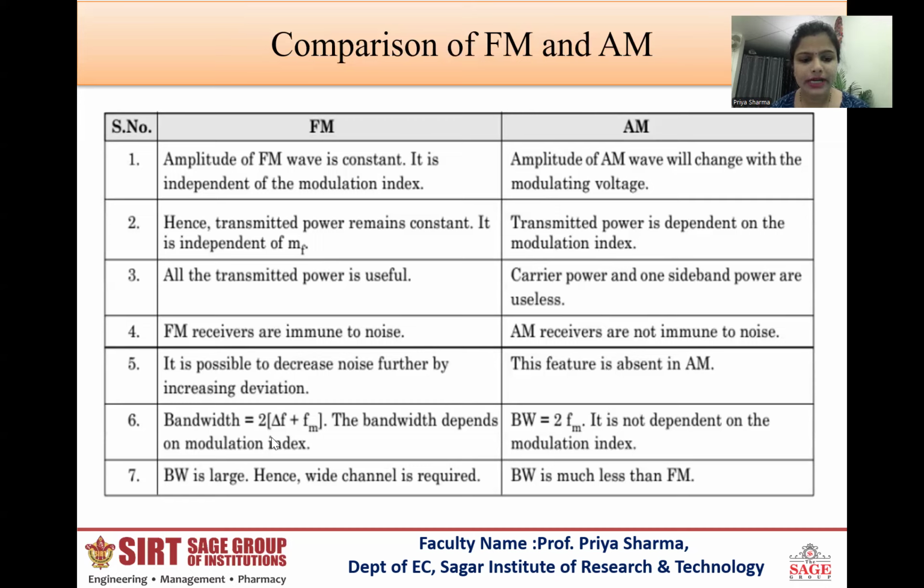Okay, students, the bandwidth of FM is twice of (Δf + fm), and in AM the bandwidth is only 2fm. In FM the bandwidth is large, hence a wide channel is required. As we have already seen, the frequency spectrum consists of an infinite number of sidebands, and in AM the bandwidth is much less compared to FM. It is only twice fm, as we have seen in the earlier point also.